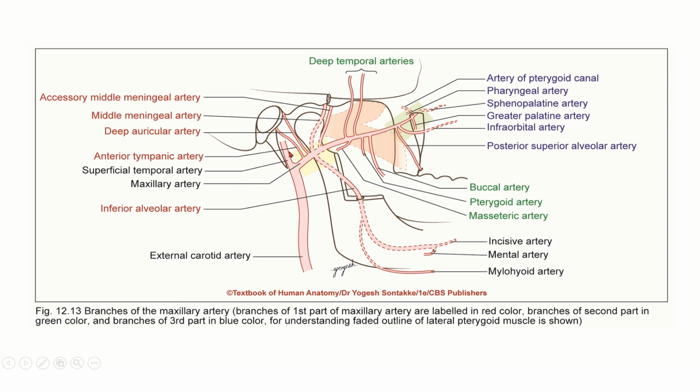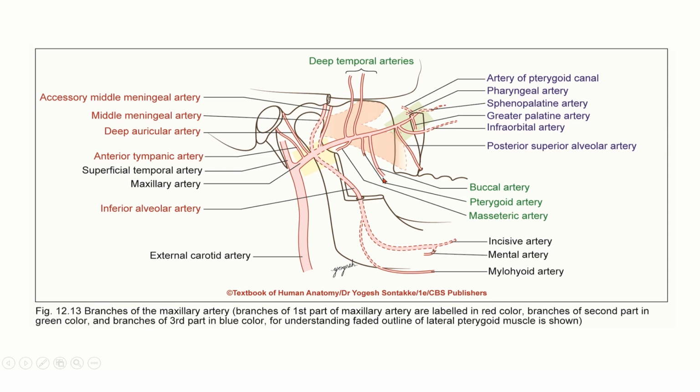You can see here the anterior tympanic artery, which is passing through the petrotympanic fissure. You can see the deep auricular artery, the middle meningeal artery, the accessory meningeal artery, and the inferior alveolar artery. So there are 5 branches from the first part.